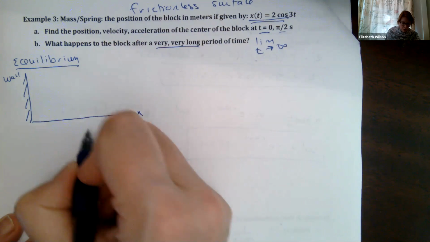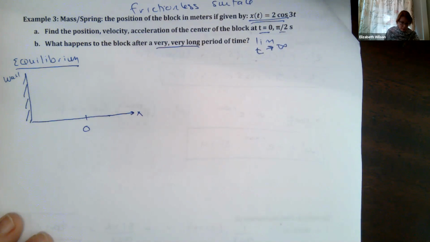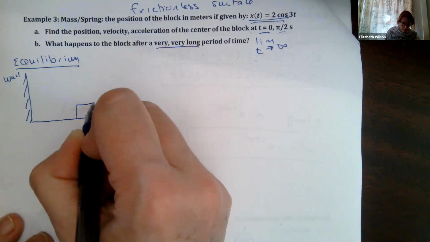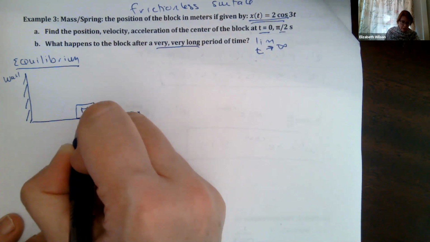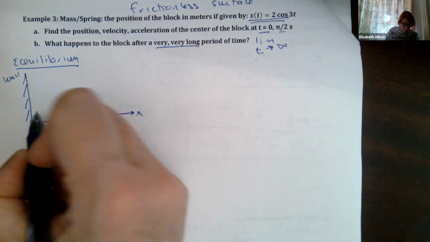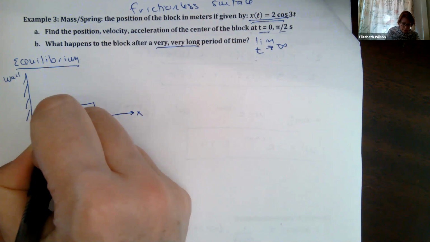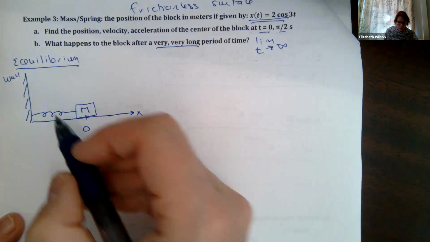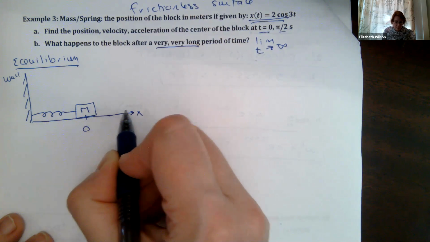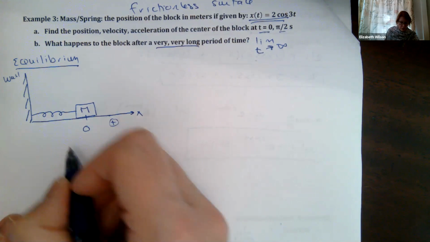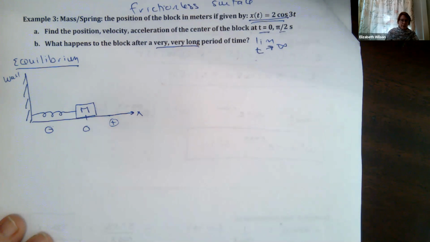So this is our position. Equilibrium is at 0. At equilibrium, our mass, our block, is just sitting right on that spot, and the spring is relaxed. There's nothing going on. When we move the mass out this way, we move it in a positive direction. When we compress the mass that way, it's in a negative direction.